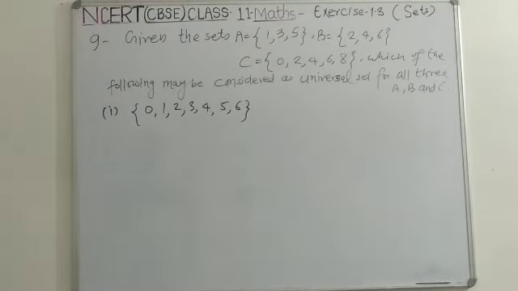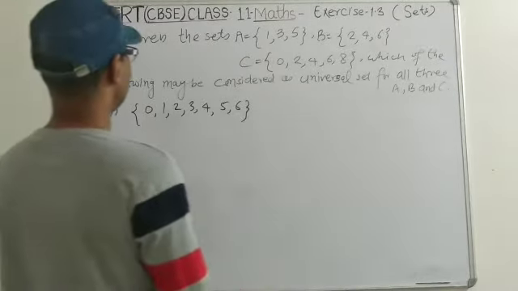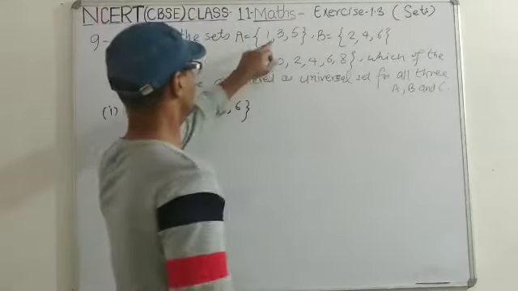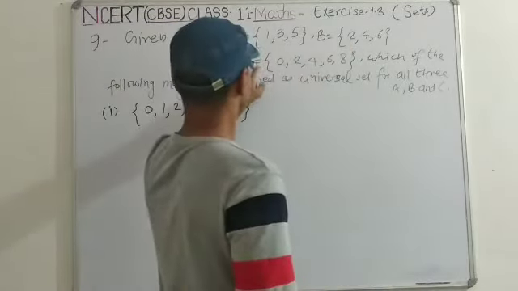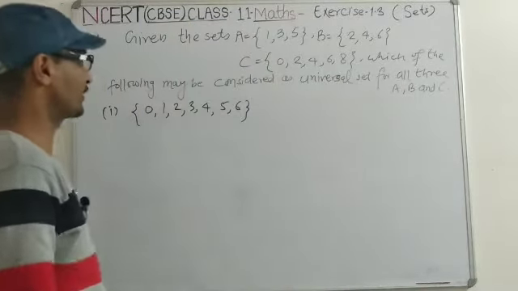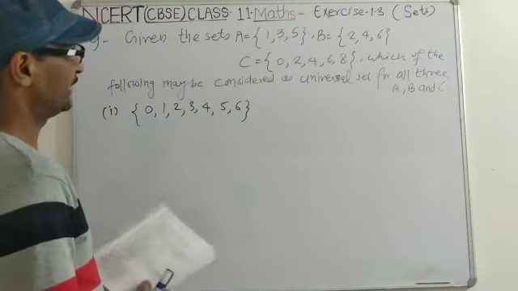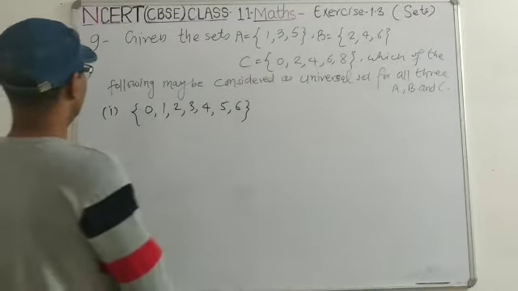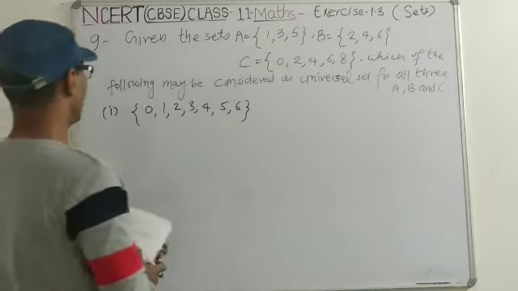So students, now see the question number 9 is, given the sets A is 1 3 5, B is 2 4 6, C is 0 2 4 6 8, which of the following may be considered as universal set for all three A, B and C? The number 1 is, it may be universal set or not.